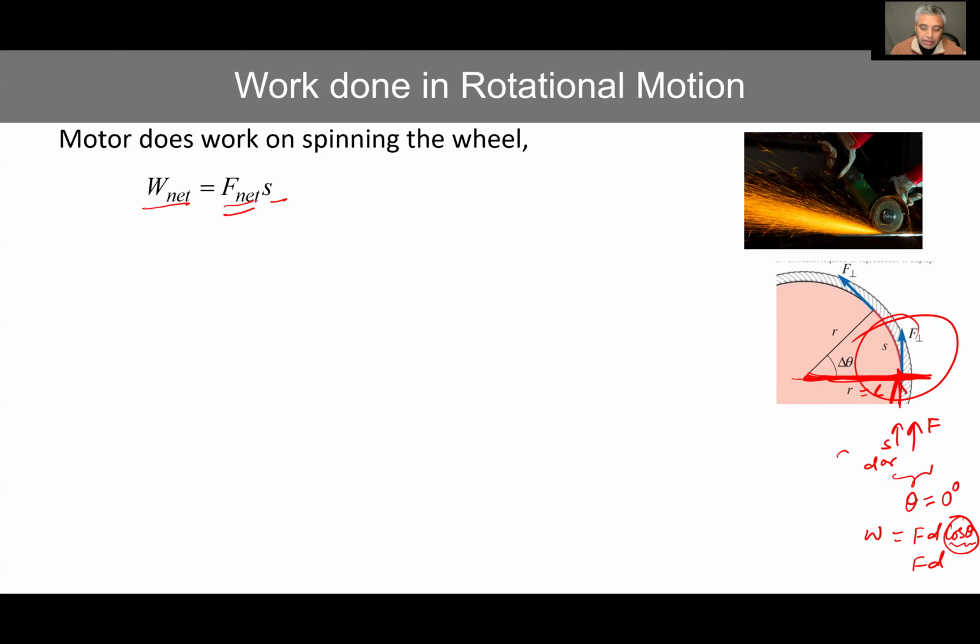So for rotational motion, it is the torque that matters. And we know torque is lever arm times force. In this case, the lever arm is simply equal to R, and force is, let's say, F net.